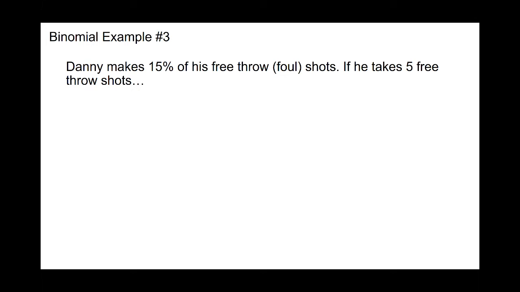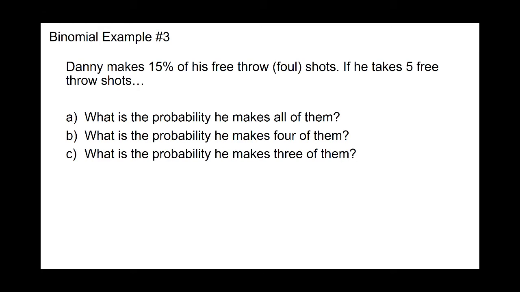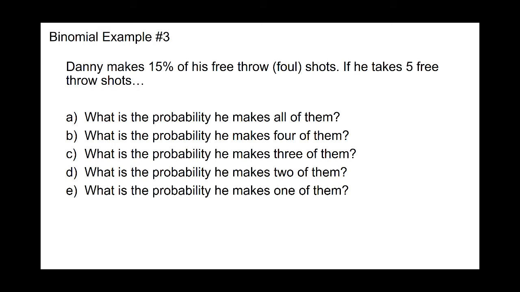So let's look at one more example here. Danny makes 15% of his free throw shots, and let's say he takes 5 free throws. What is the probability he makes all of them? What is the probability he makes 4 of them? What is the probability he makes 3 of them? What is the probability he makes 2 of them? What is the probability he makes 1 of them? What is the probability he makes none of them?